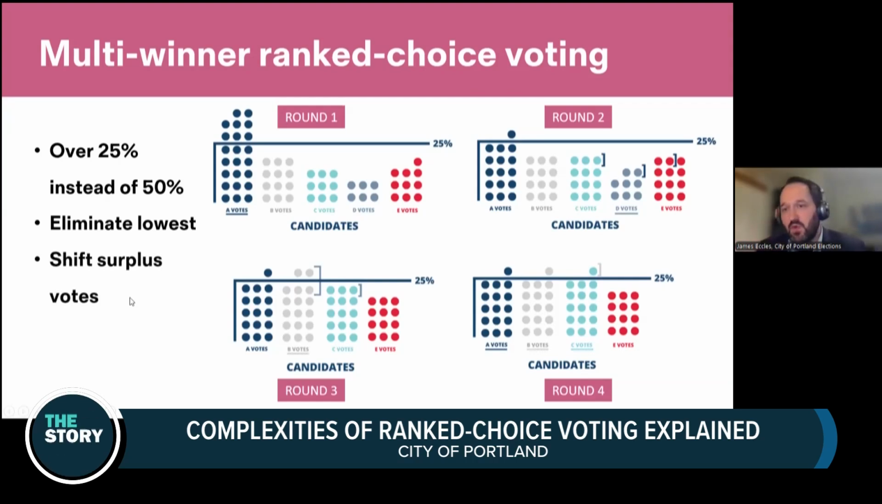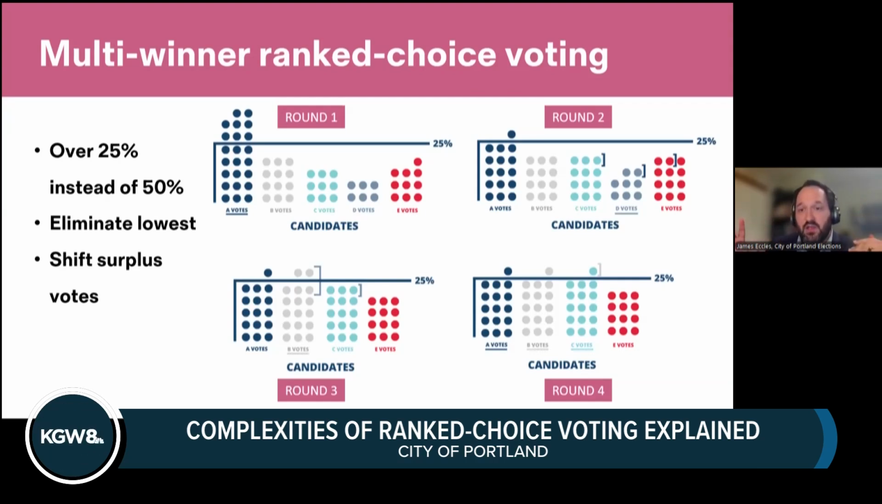The big difference, and the one that we're going to spend time talking about, because this is what people tend to get confused, is the surplus votes. So that's where, if in the first round, as an example here, we can see candidate A got more votes than they needed to win. So they're well over that threshold that we talked about.